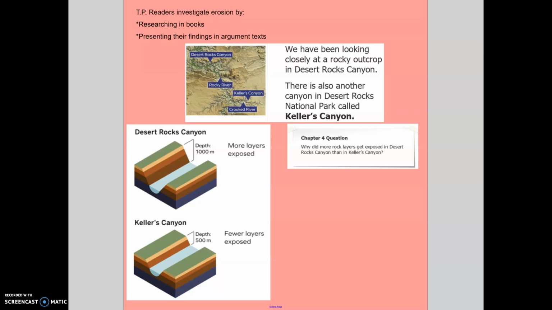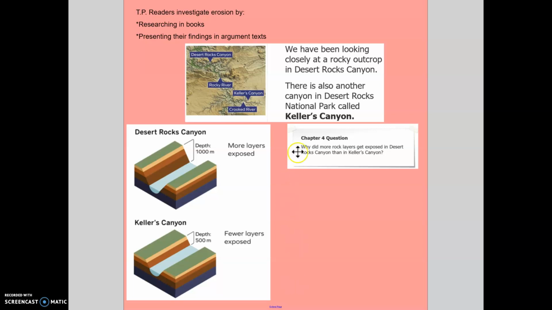Welcome back to Science. It's Miss Higgins, and we are continuing our investigation into erosion. Remember that erosion is the process by which rocks, sand, and other sediment are broken down and then moved from one place to another. Wind, water, ice, and even some types of plants can cause erosion.